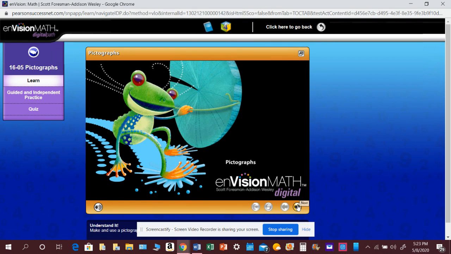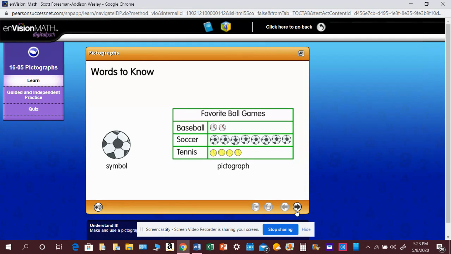Today we are doing topic 16-5, pictographs. So a pictograph is similar to a bar graph. It still gives us information, except instead of using bars to measure the amounts of things we're counting, we use pictures. So here you see favorite ball games, and they list baseball, soccer, and tennis.